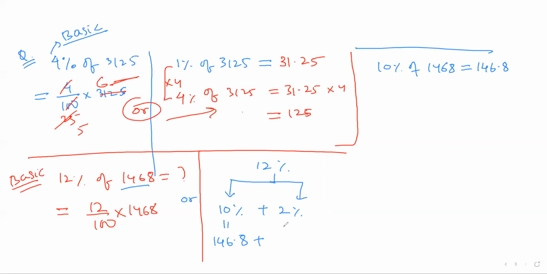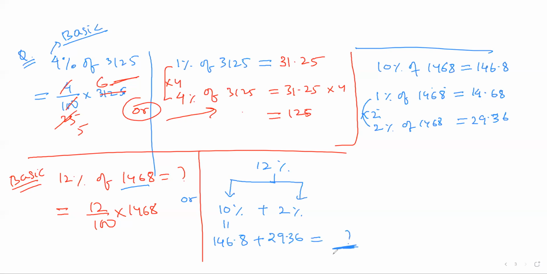Now we need 2%. To get 2%, first calculate 1%. 1% of 1468 is nothing but 14.68, moving the decimal two places left. Now we need 2%, so we multiply by 2. So just multiply: 29.36. Now you add these two, 146.8 and 29.36, and you will get your value. Either do it this way, or cancel and divide. That is up to you.